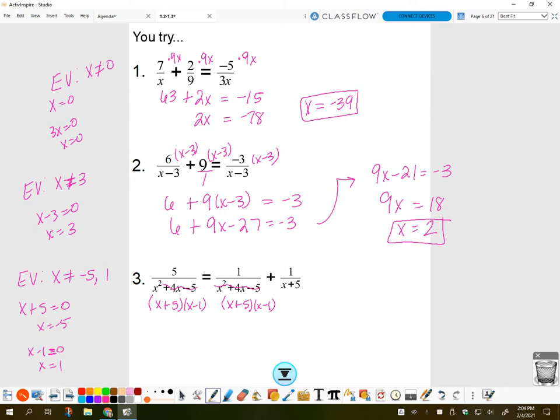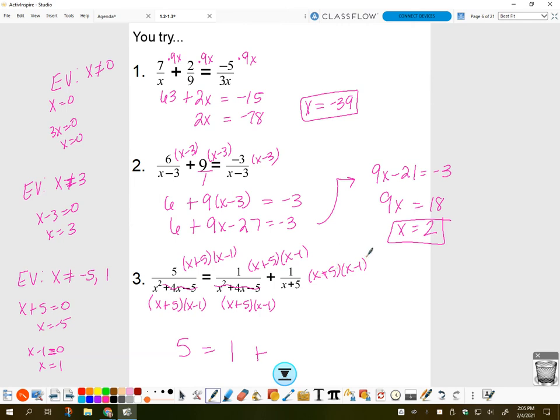Okay, so multiply by your common denominator, which is x plus 5, x minus 1, because that includes all of your denominators without repeating yourself. Alright, so everything cancels. You just have a 5. Everything cancels. You just have a 1.